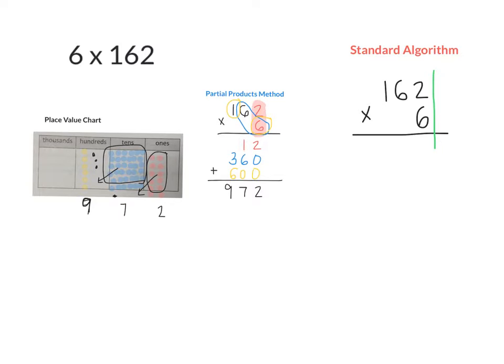We think 6 times 2, we think one place value position at a time. It's basically the same as what we were doing with our partial products method. We're going to think about these 3 partial products, but we're going to combine them. Let me show you what I mean.